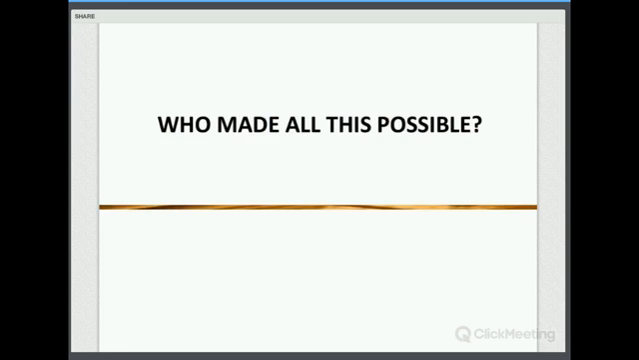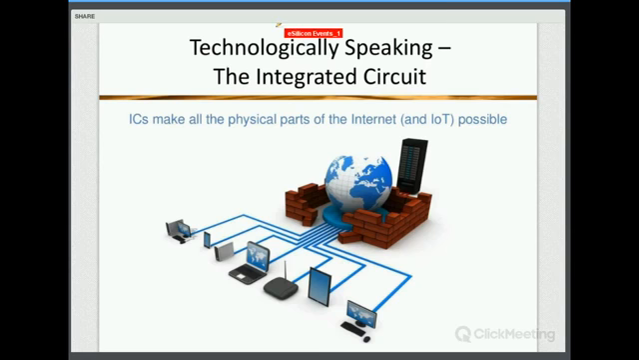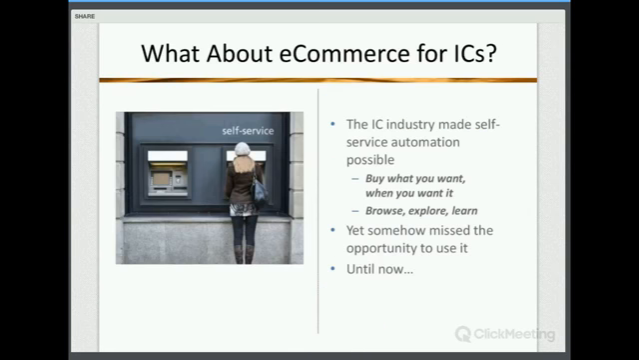So the question that I would like to discuss is, how did all this e-commerce actually happen? Simply put, the semiconductor industry, and more specifically the integrated circuit, made the networks, computers, and point-of-sales devices that power e-commerce possible. What about the semiconductor industry itself? For the most part, this industry really hasn't taken advantage of e-commerce. E-commerce allows the customer to independently browse choices, try out ideas, see what the results are, and fully explore options at their own pace wherever they are. Until recently, design teams that build ICs didn't have this kind of opportunity.